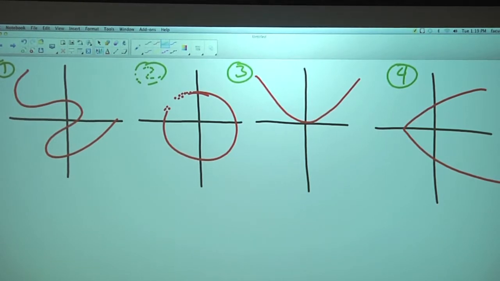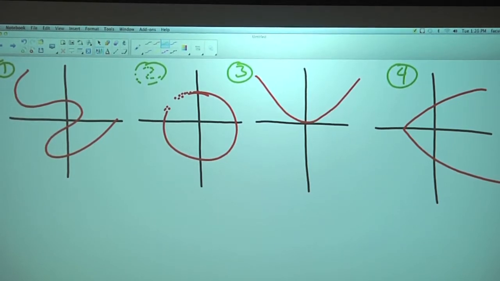So in terms of my graphs, one of these is not like the others. Is it graph number 1? Is it graph number 2? Is it graph number 3? Or is it graph number 4? One of these is actually a graph of a function. How many think it's graph number 1? How many go for graph number 2? How many say graph number 3? And how many go for graph number 4? The correct answer is graph number 3.